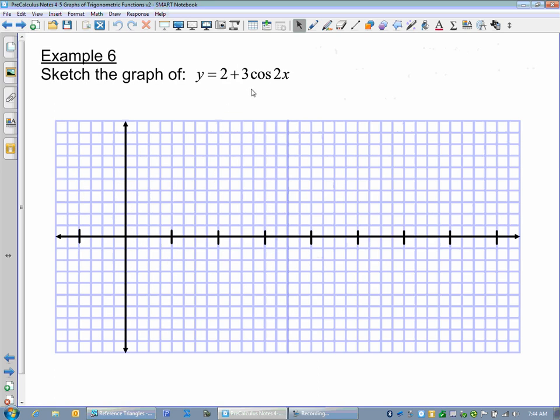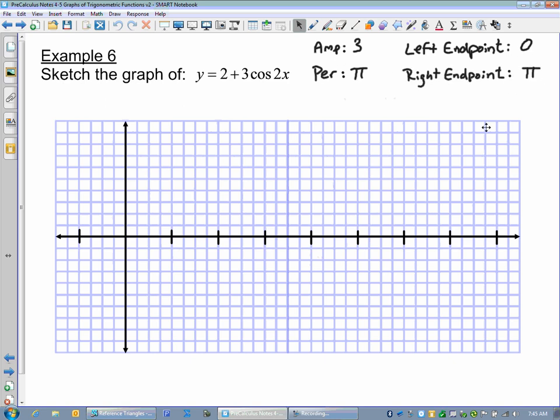Here we have 2 plus 3 cosine of 2x. Again, we're going to start out with our amplitude, which is simply the absolute value of the coefficient of the trig function, which is going to be 3. Our period is 2 pi divided by whatever the coefficient of x is, so 2 pi divided by 2 gives us a period of pi. Left endpoint, value of x that causes the argument to be 0, that would be 0. And right endpoint, value of x that causes the argument to be 2 pi is pi. Or in other words, left endpoint plus period equals right endpoint.